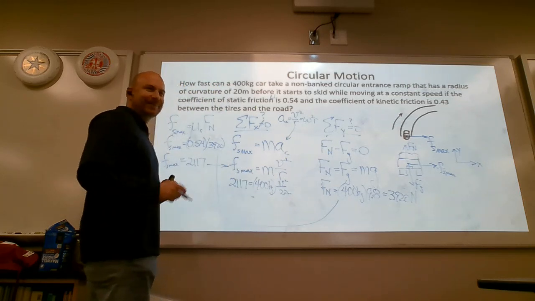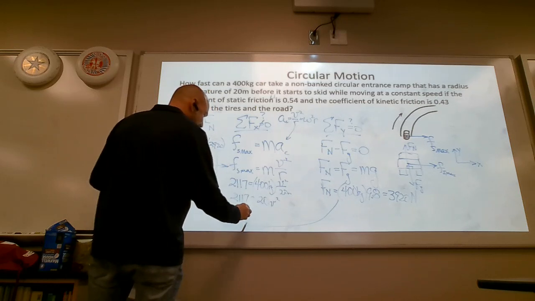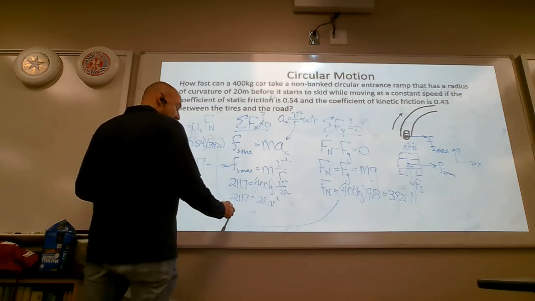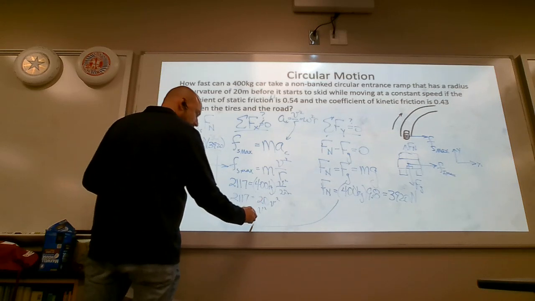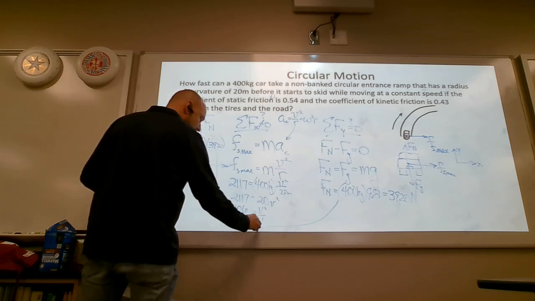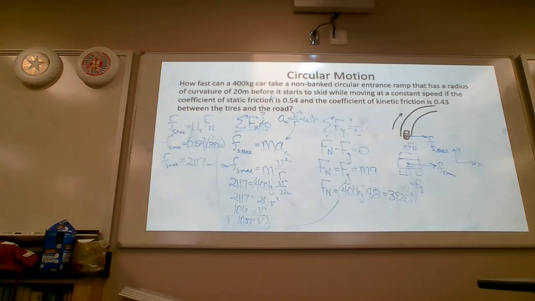$400 divided by 20. $2,117 divided by 20 is, I think it's 106. Square root of 106 is 10.3 meters per second, which is roughly 25 miles an hour.